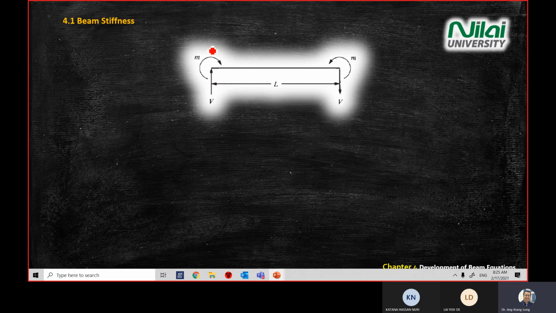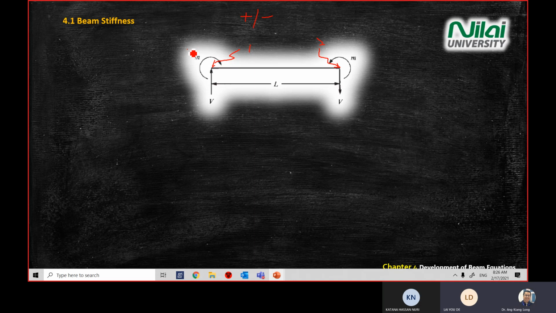Okay, Lai, this question is for you. What is the notation, positive or negative, for, let's say I name this one point 1, this is point 2? What is the moment notation? Is this moment positive or negative based on our assumption?